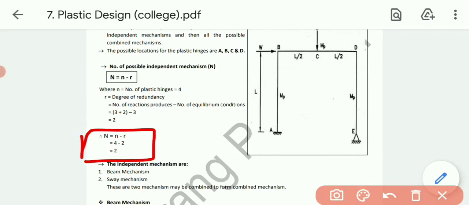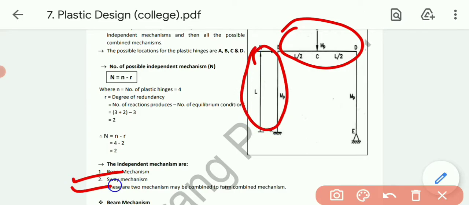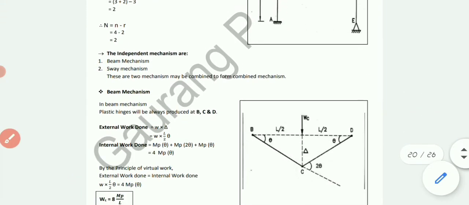Now let's find this capital N. Capital N equals small n minus r, small n is 4, r is 2, so 4 minus 2, the answer is 2. This 2 indicates that 2 mechanisms are possible. Number 1 is the beam mechanism. The other, because of this force, is the sway mechanism. We have already studied the beam mechanism in the kinematic method, so let's solve the mechanism.